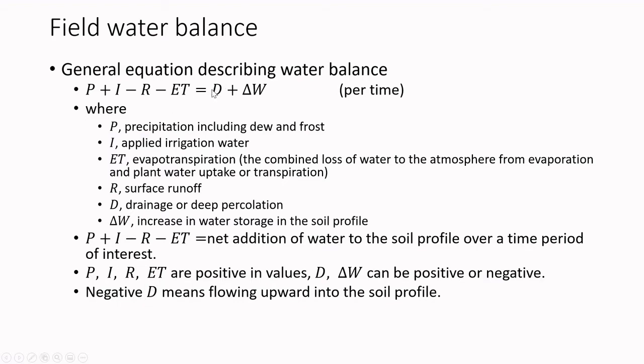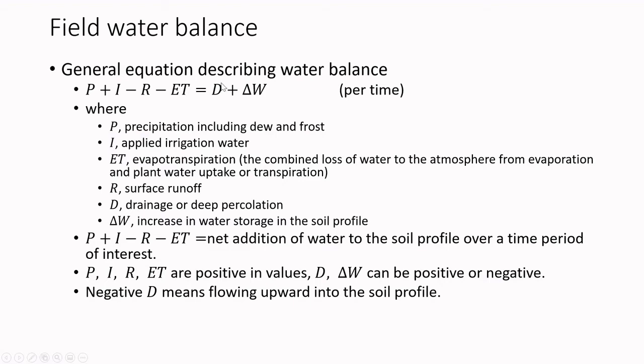The value itself is positive. So if this value becomes negative, then it basically means that the water is flowing upwards. If it's positive D, the water is flowing downward, because D is basically referring to drainage or percolation or deep percolation. So if it's positive D, you move here, it becomes negative. So it's supposed to represent drainage or deep percolation.